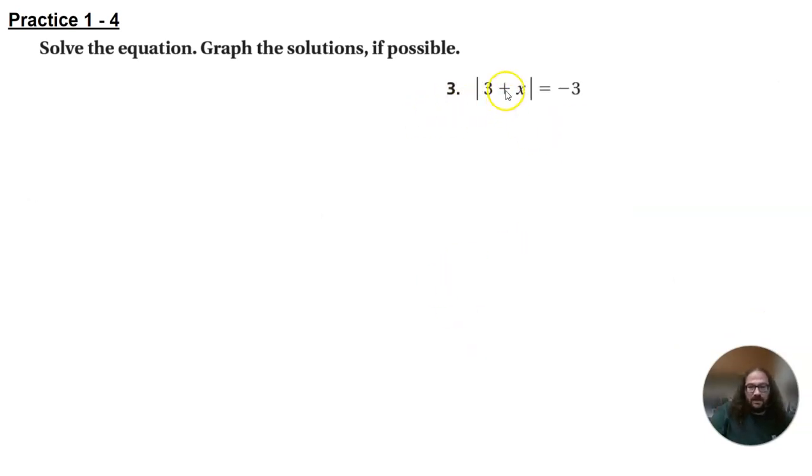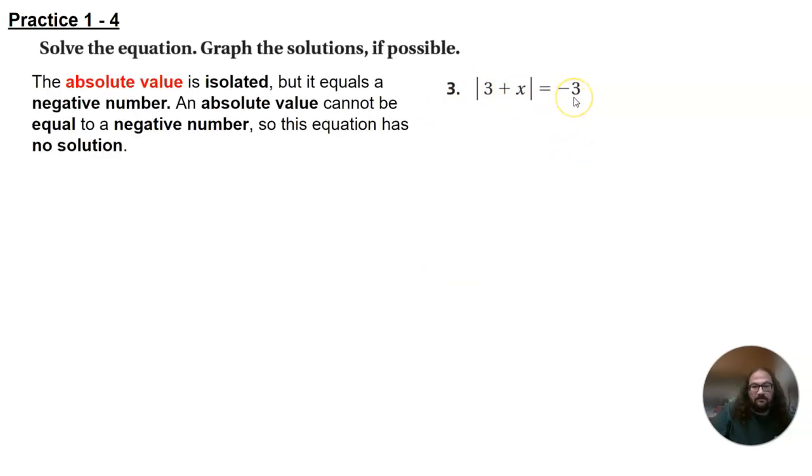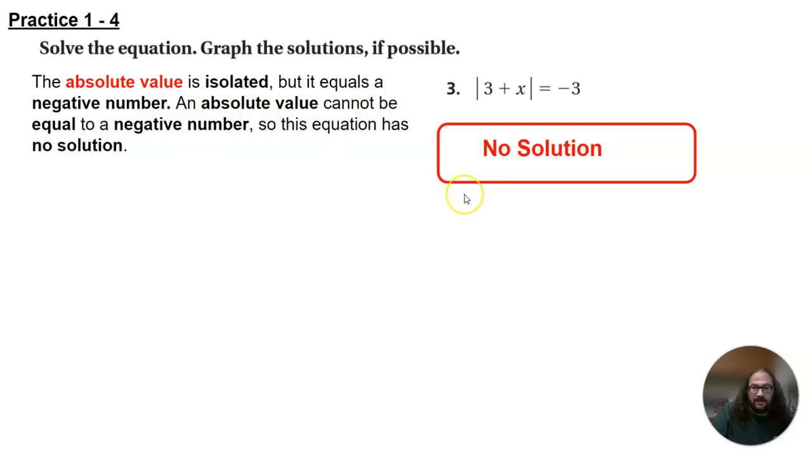Number 3, we've got an absolute value. It's all by itself isolated, but it's equal to a negative number. Uh-oh. Absolute value is by itself, but it equals a negative number. Absolute value cannot equal negative, so this puppy has no solution. Sad.